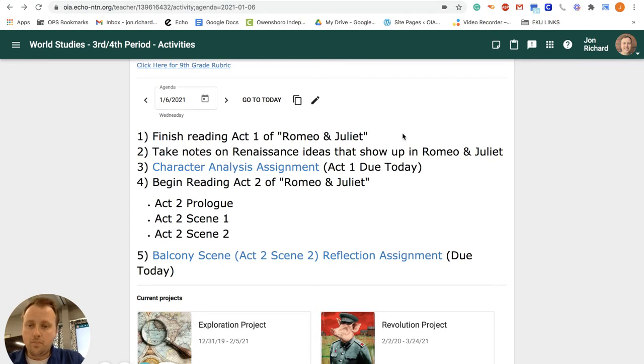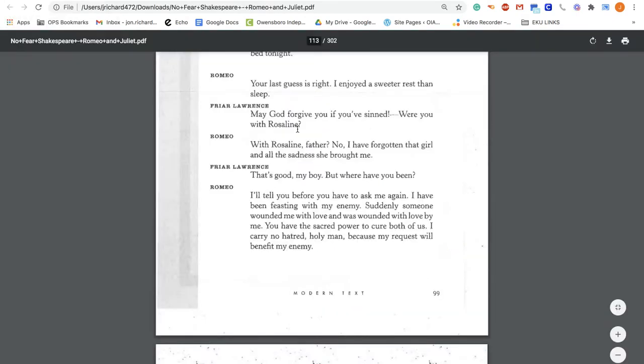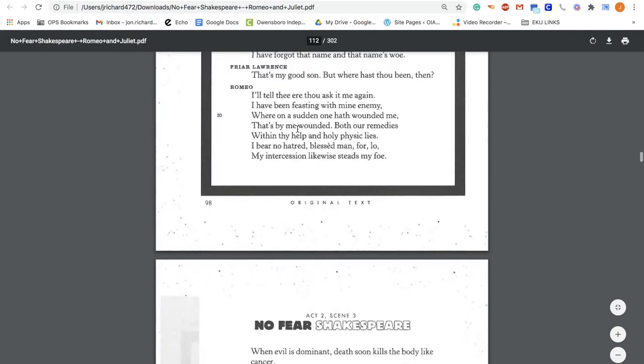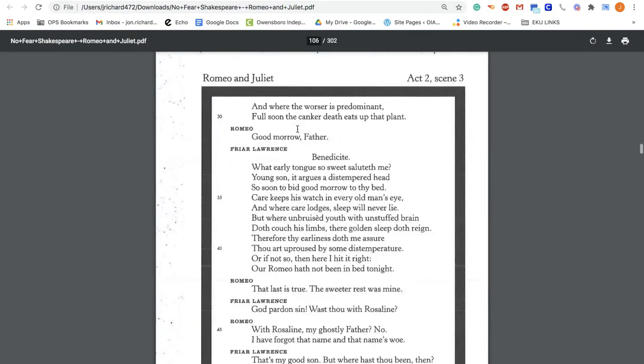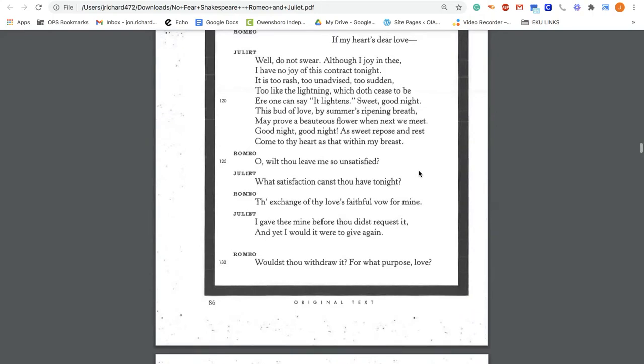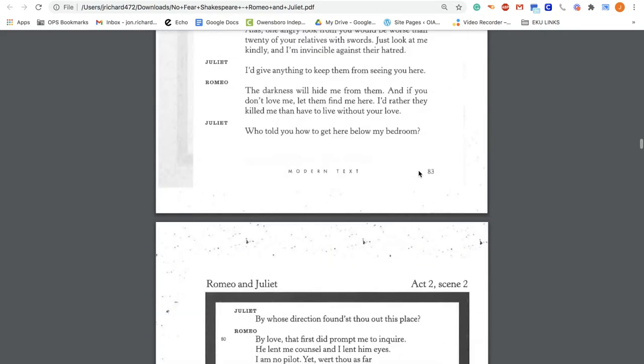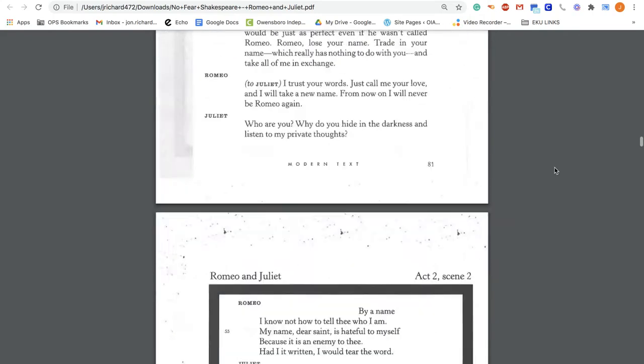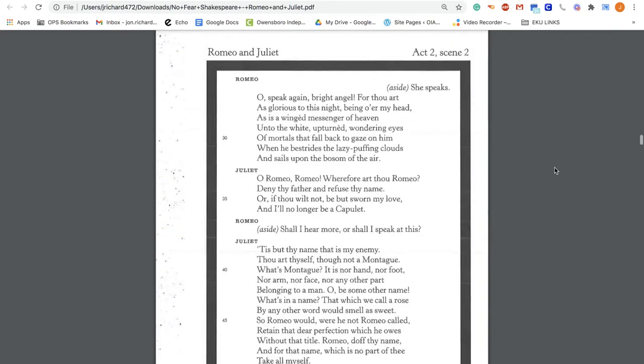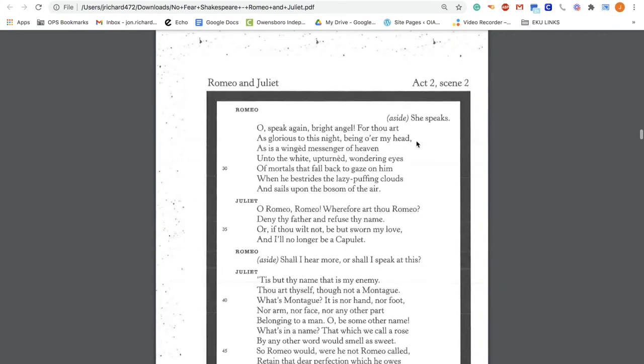Okay, so let's go ahead and open up your No Fear Shakespeare, and we're going to go to Act 1, Scene 5. Jackson said he would read. Awesome. Anybody else willing to read, let me know. Easy extra credit. Sorry, my computer's running slow to scroll up here.